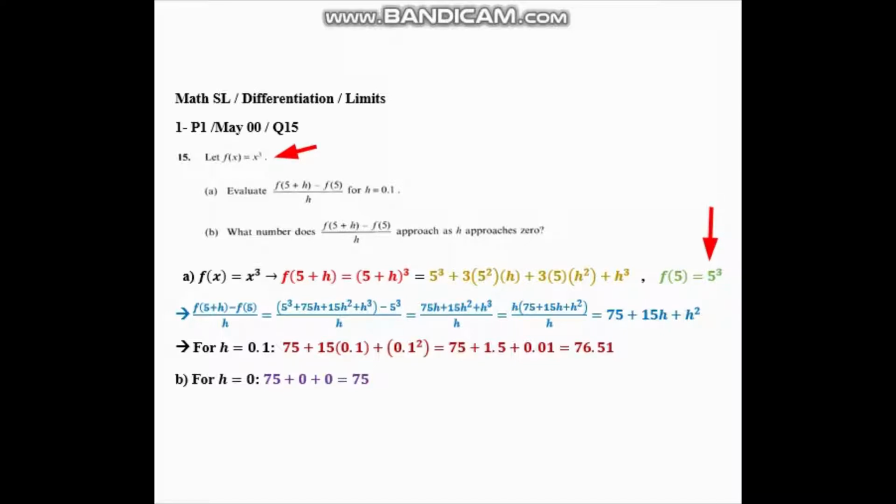We compile all of these into the fraction that we want to evaluate, so we get f of 5 plus h minus f of 5 over h as equaling this blue expression right there, which was simply obtained by simplifying the gold expression and adding the green expression to the numerator right there. As for h in the denominator, this remains as it is.